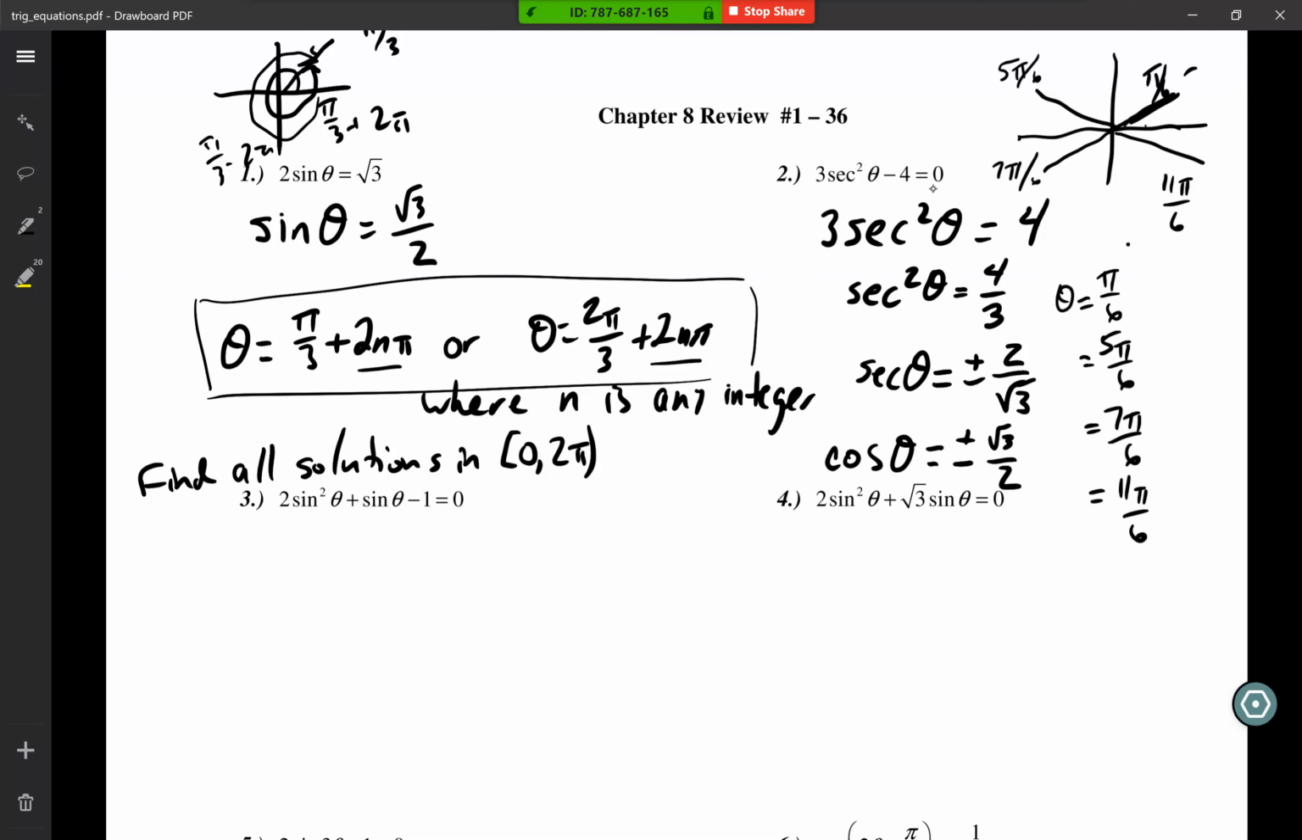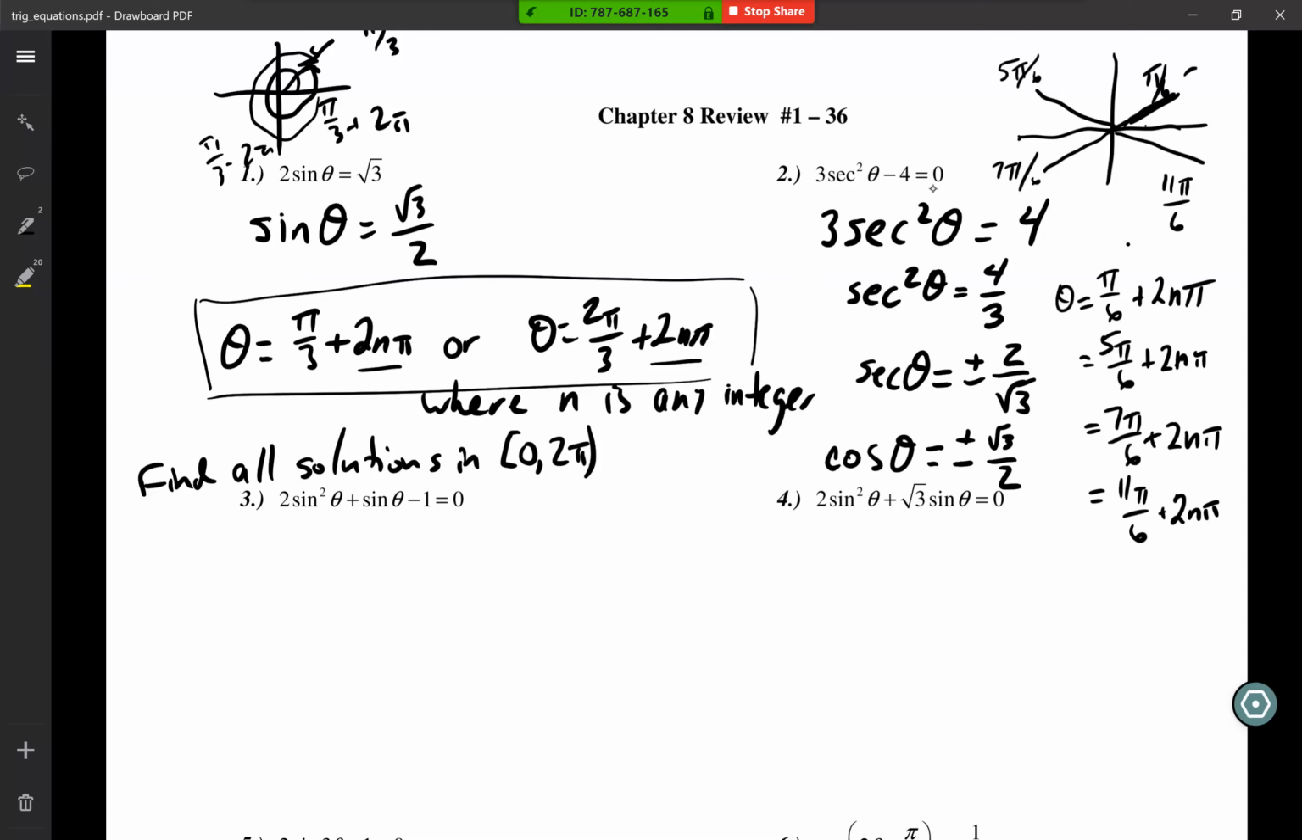And then again, we use the period of the function. In this case, cosine and secant, since they're reciprocals of each other, they both have a period of 2 pi. So to get the general solution, we just add multiples of 2 pi to each. So lots of solutions in that case.